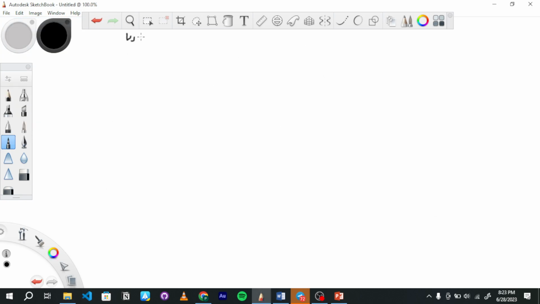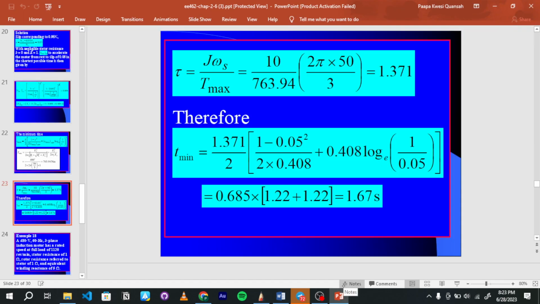Omega s is synchronous speed. Synchronous speed is 120 f over p, but this is in rev per min. So multiply by 2 pi over 60 to change to rad per second. So that's what they did there. That'll give you your tau.